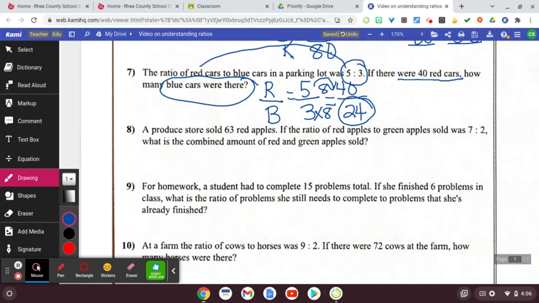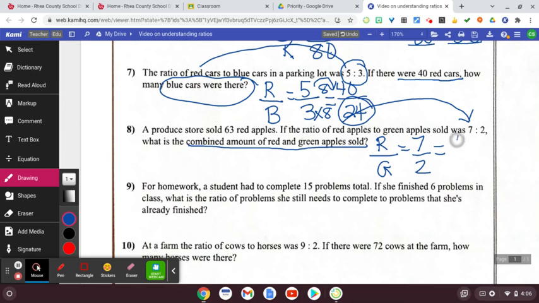Number 8, a produce store sold 63 red apples. Ratio of red apples to green apples sold was 7-2. What is the combined amount of red and green apples sold? So it's giving us a ratio. It's got some information for us. So the 2 things we're comparing are red and green apples. Here's our ratio. So red came first, so it's associated to number 7. 2 must be green. We've got 63 red apples.